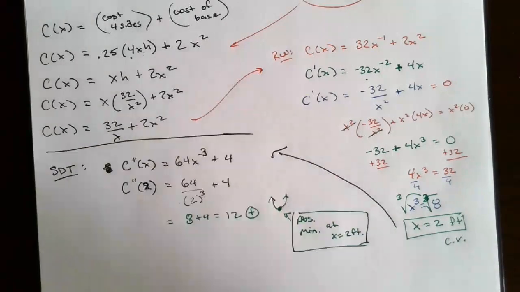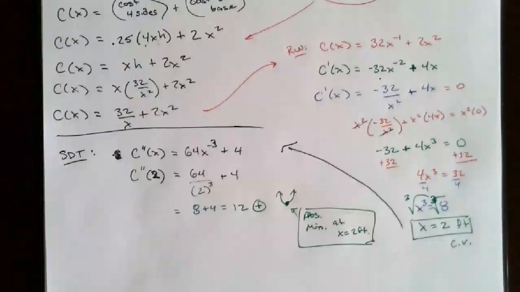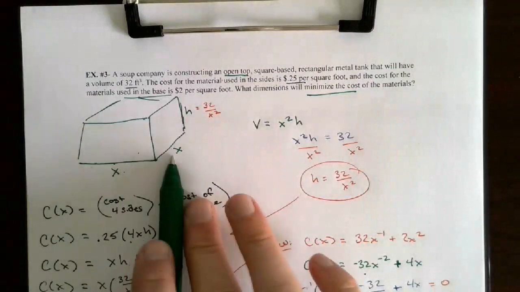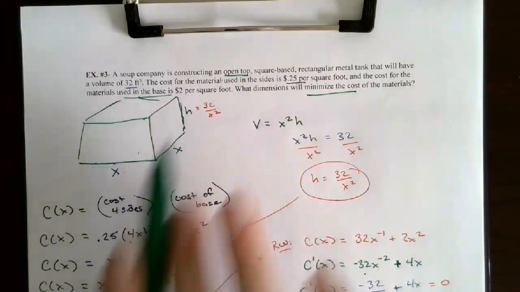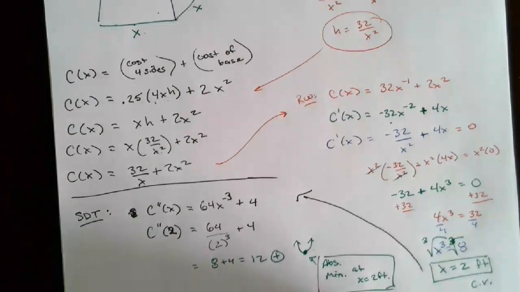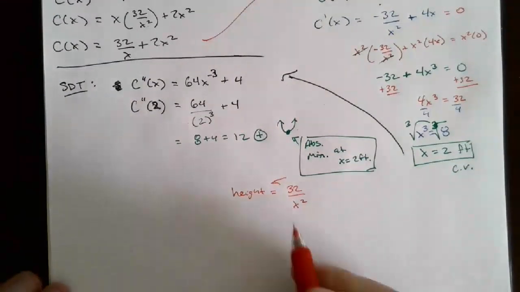So that's the x value. They asked us to find the dimensions that will minimize the cost. Well, that's the x value. How do I find the height? Because we got the x value, so that's the length and the width, 2 feet and 2 feet. And then what's the height going to be? Well, the height is equal to what h was equal to, 32 over x squared. So the height equals 32 over x squared.